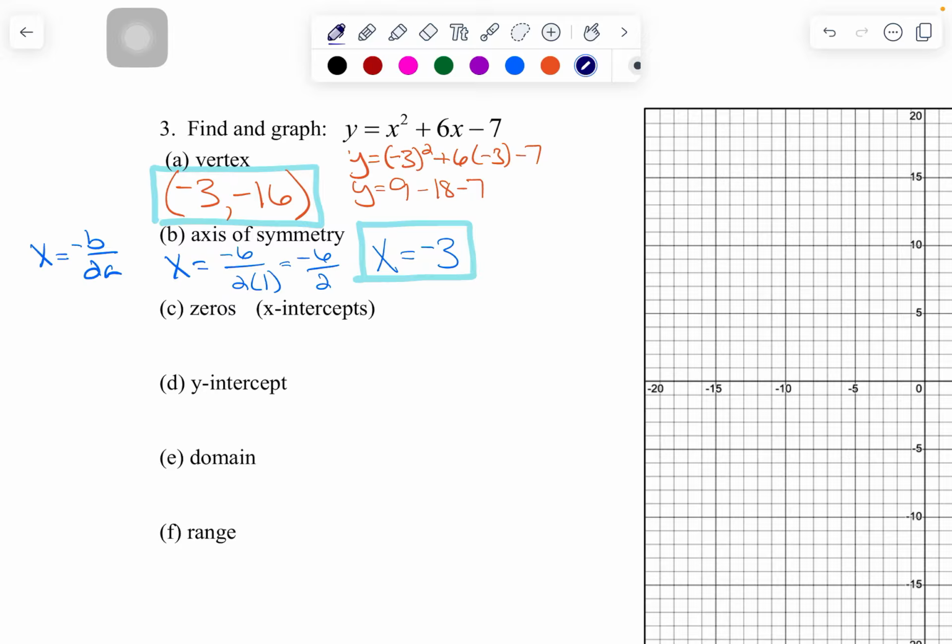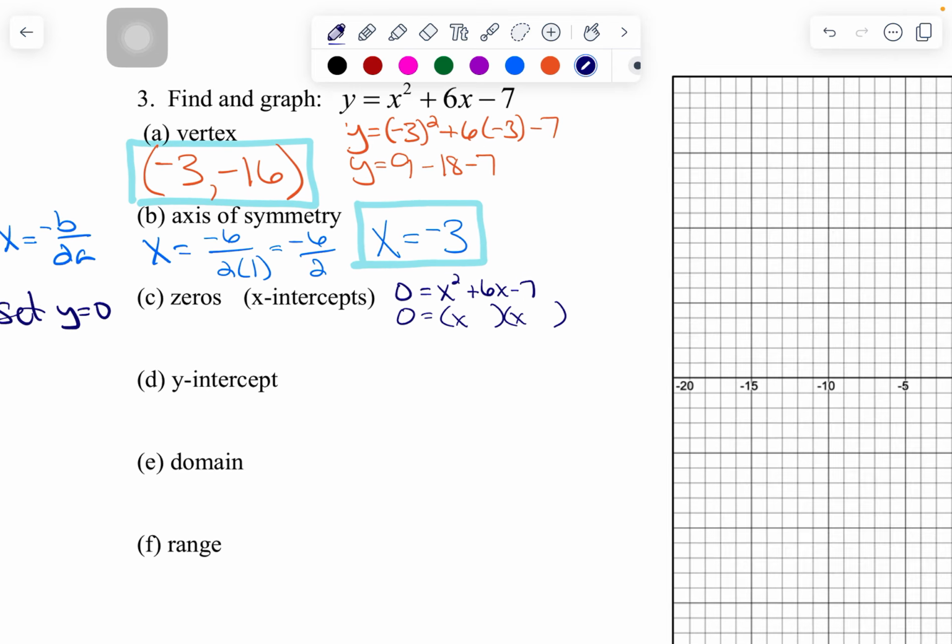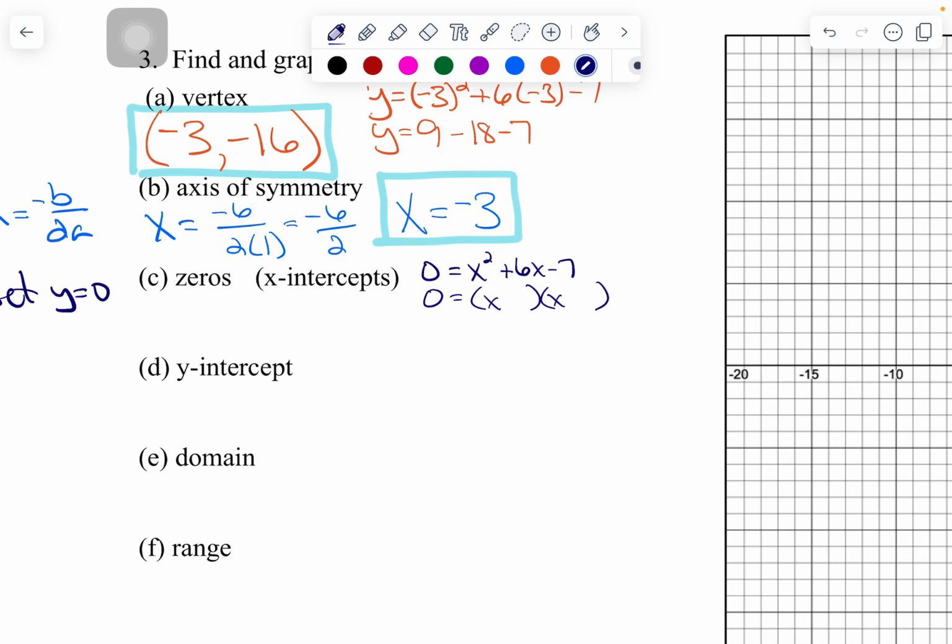On to our x-intercepts. To find x-intercepts, we are going to set y equal to 0. And so that's going to be 0 is equal to x squared plus 6x minus 7. I'm going to factor that. So x and x. Let's see, what makes negative 7 when you multiply and positive 6 when you add? How about a positive 7 and a negative 1? Yep, that'll work.